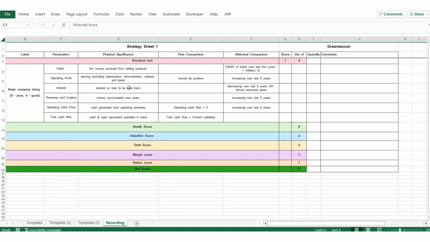Okay. Now you can see the first parameter in the health score would be your sales. Sales is your money received from selling products, and it will be your historical comparison that your sales in the last 5 years is increasing, and it should be greater than your inflation percentage.